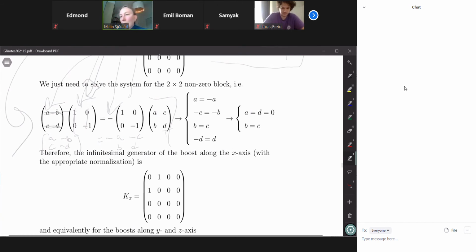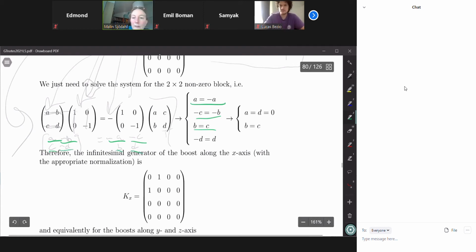Yes. So first we conclude that A is minus A, and this is this constraint. Then we conclude that minus B is minus C, and that is that constraint. Then we conclude again that C and B are equal, and we conclude that minus C and D are equal. So in other words, since minus D is D, D must be 0, and since minus A is A, A must be 0, and B and C must be equal.